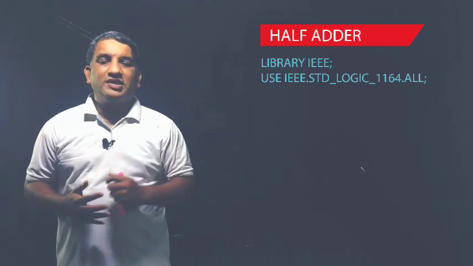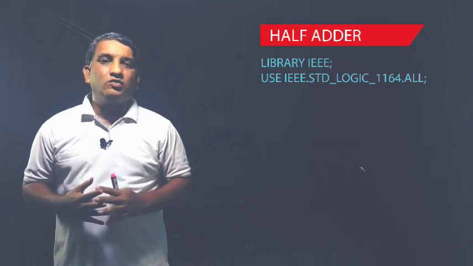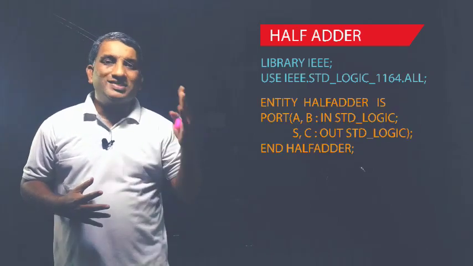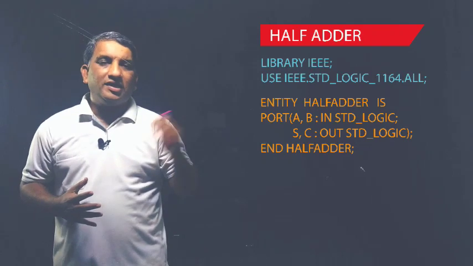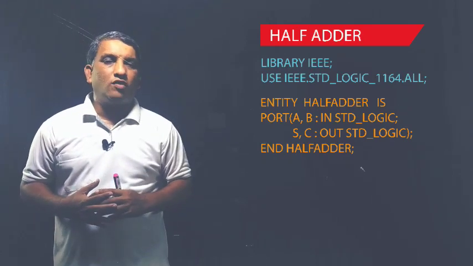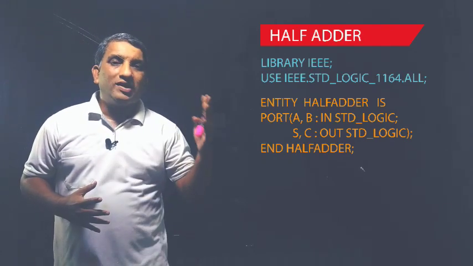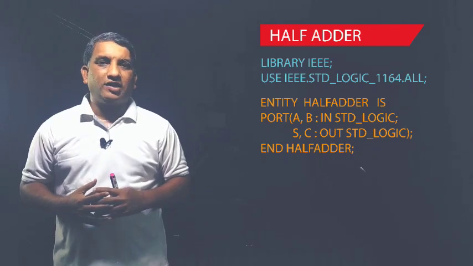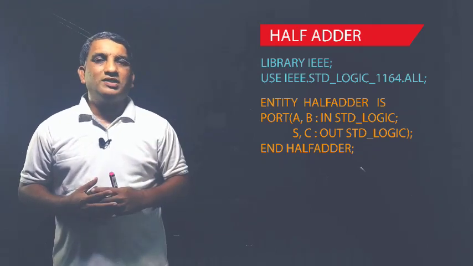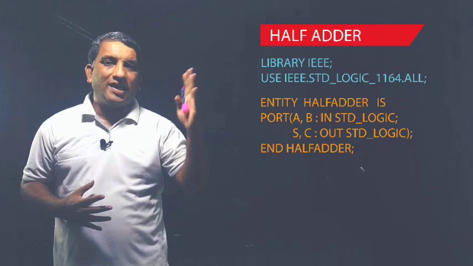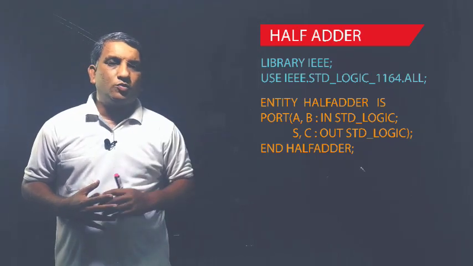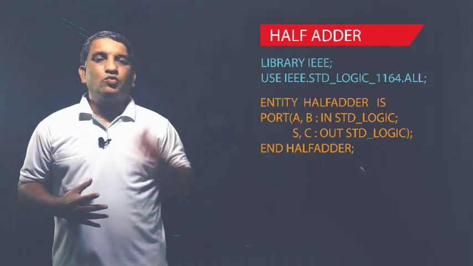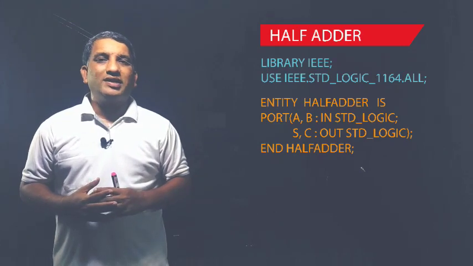Now after this header file, we have to write down the entity. Now what is there in the entity? In the entity we have to declare the ports of your design, right? Now our design is nothing but your half adder. So for the half adder we have seen that there are two input ports A and B and there are two output ports sum and carry. So we have to declare these ports inside the entity.